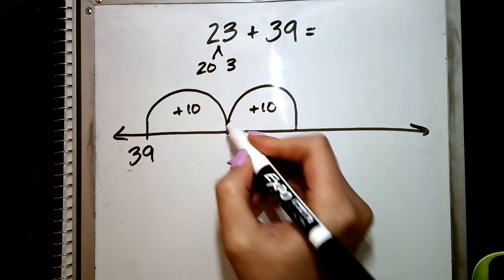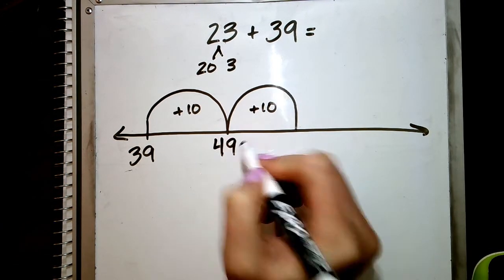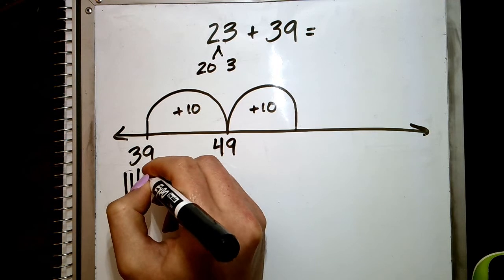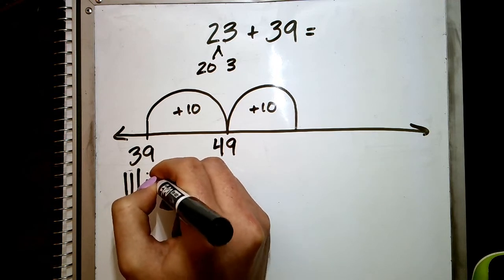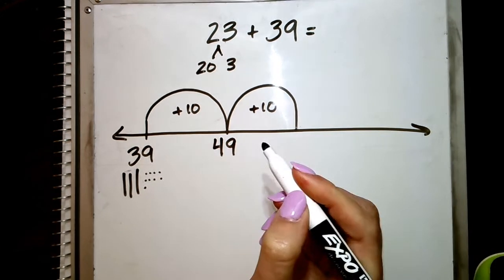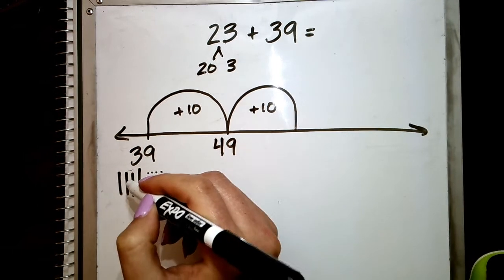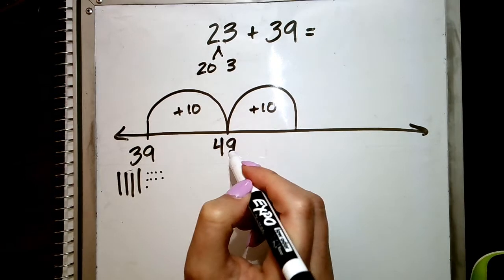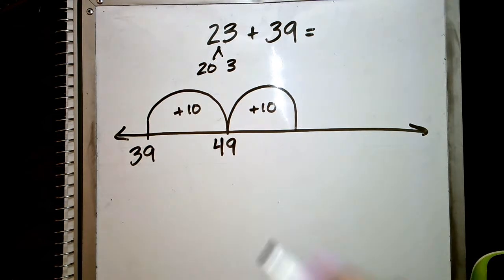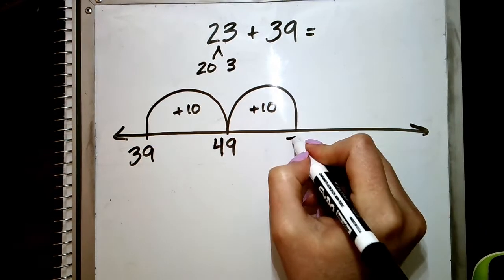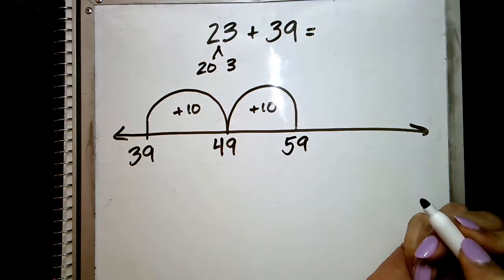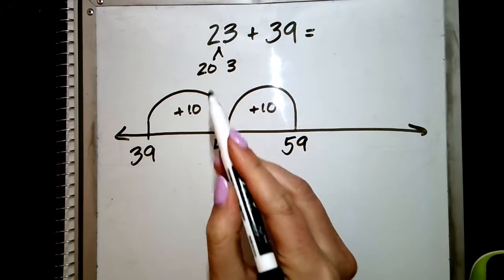39 plus 10 is 49. Remember, 3 groups of 10 and 9 ones. I add another 10 and now I have 4 10s and 9 ones, so I know that it's 49. Plus another 10 is 59. So I've added my 2 10s for my 20.